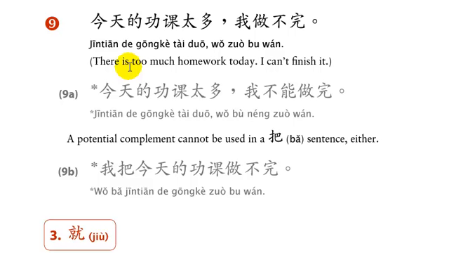今天的功课太多，我做不完. Right, there's too much homework today. I can't finish it. Where this would be incorrect. 今天的功课太多，我不能做完. Yeah. And this is just pointing out that a potential complement cannot be used in a 把 sentence, right? 我把今天的功课做不完. You can't say that.